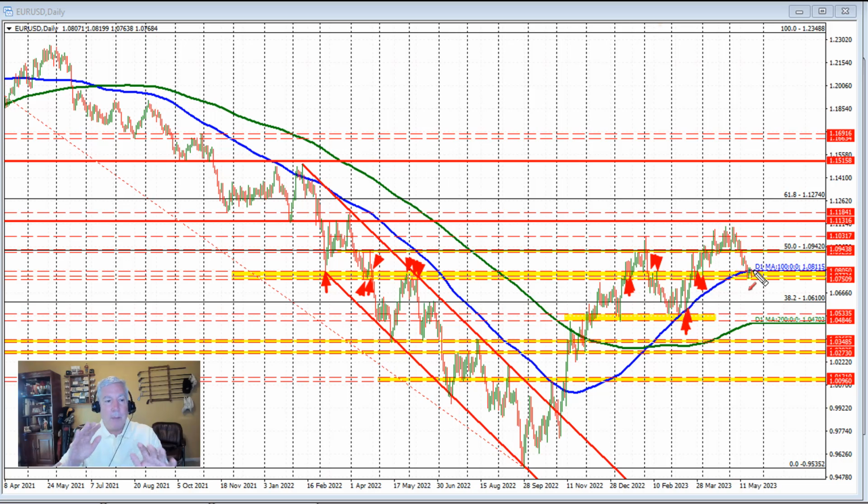So staying below the 100-day moving average is going to be key on the top side. Moving below the 1.0750 level is going to be key on the downside. If we do that, we should open the door for further downside momentum here in the euro versus US dollar. So there you have it, a detailed look at that currency pair from an hourly perspective, from a daily perspective.